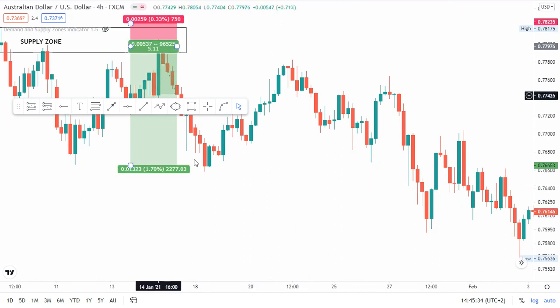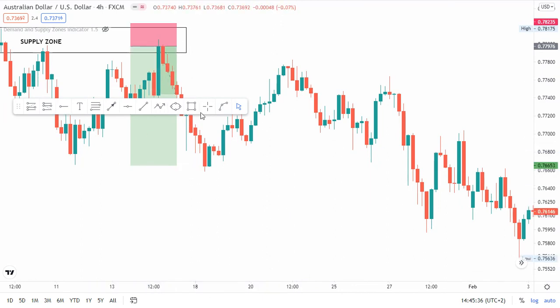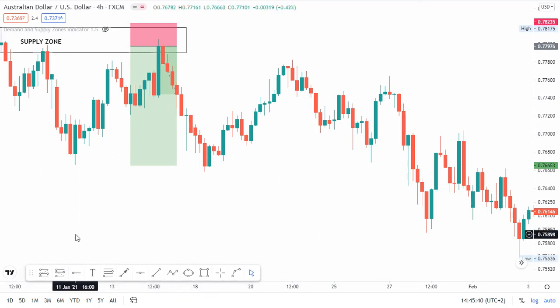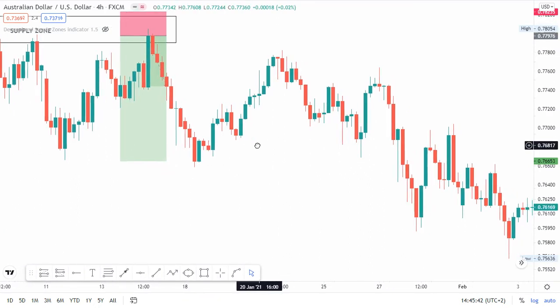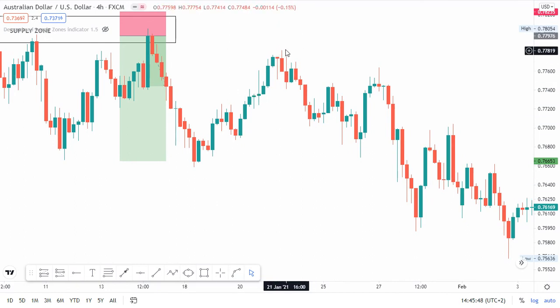Okay, so let's look at another supply one. Are you seeing it right now? It's just right next to the other one. So what do we do? We had price coming to this level, right? In a nice move like that. And what do we do once price comes to this level? It drops, giving us two nice candlestick patterns.